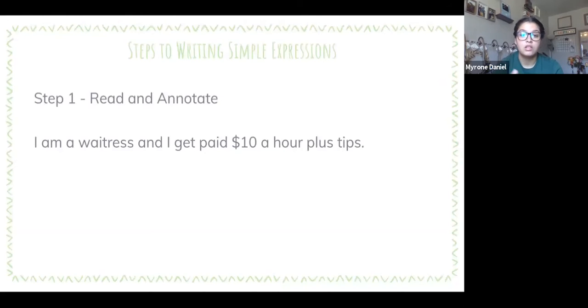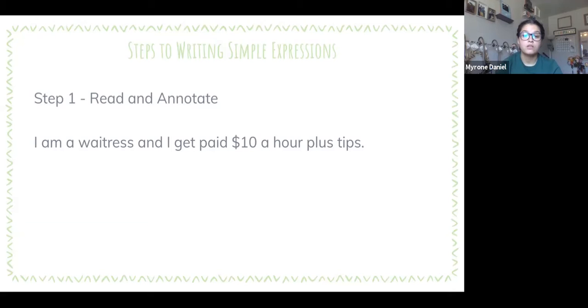Okay, so now I'm going to be showing you the steps to writing simple expressions. I believe there's 6 steps in this process. So step 1, we're going to read and annotate. My word problem is, I'm a waitress and I get paid $10 an hour plus tips. We want to read it and annotate what we think is going to be our expression.